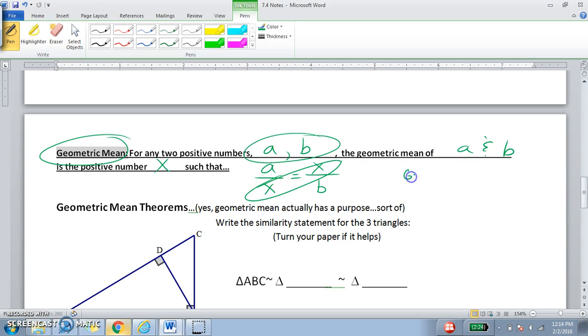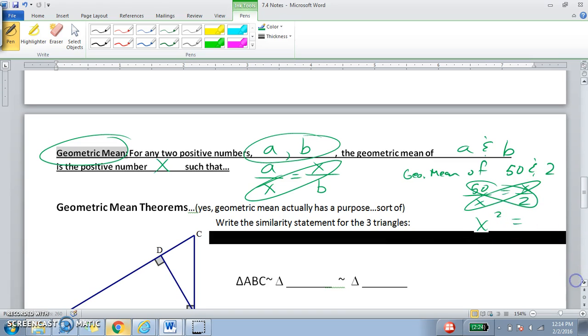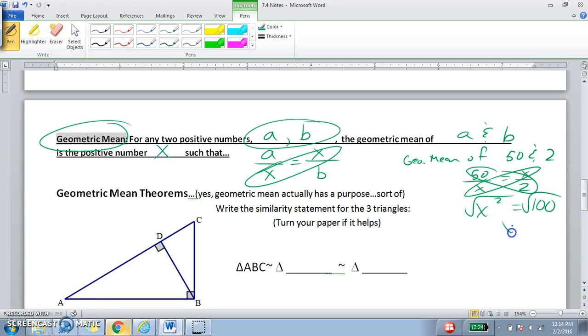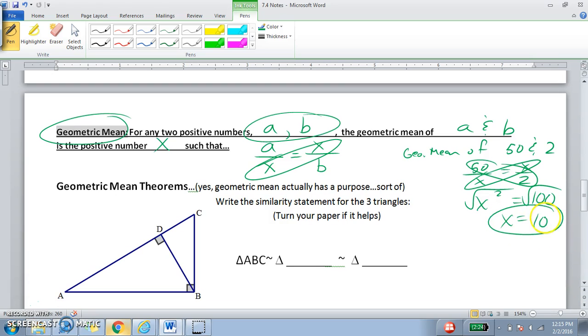So in other words, if I wanted the geometric mean of, let's say, 50 and 2, I would set up this proportion, 50 over x equals x over 2. I would cross multiply this. So x times x is x squared. 50 times 2 is 100. To solve for x, to unsquare it, I would square root it, and then I would get that x is 10. So I would say that 10 is the geometric mean of 50 and 2. So this seems kind of pointless. So how it applies to what we just talked about, it actually does have a purpose, yes.